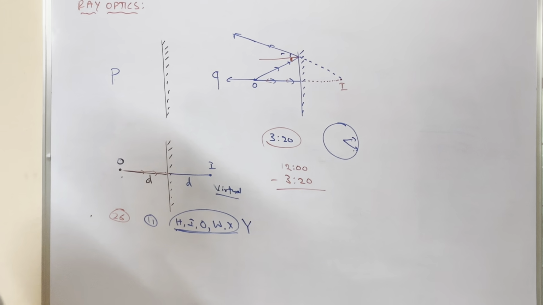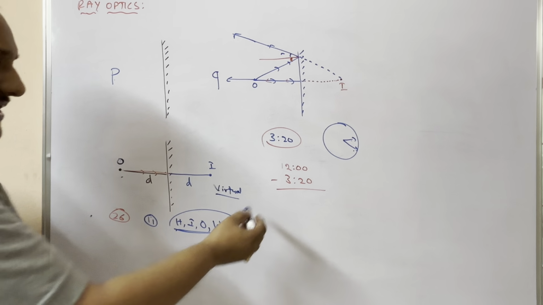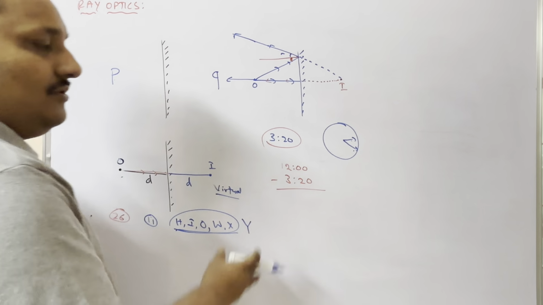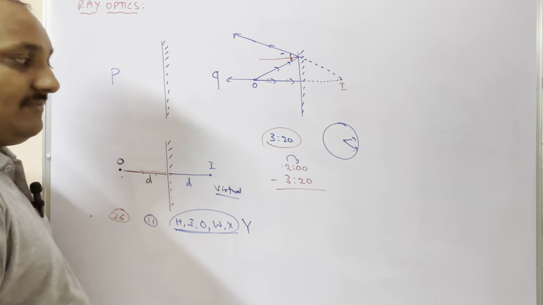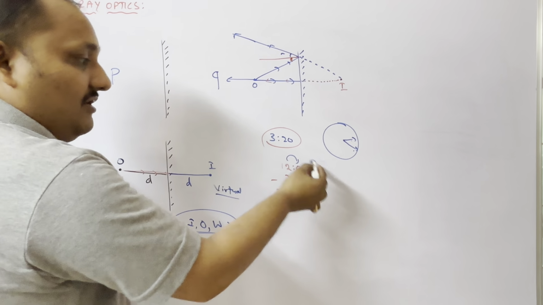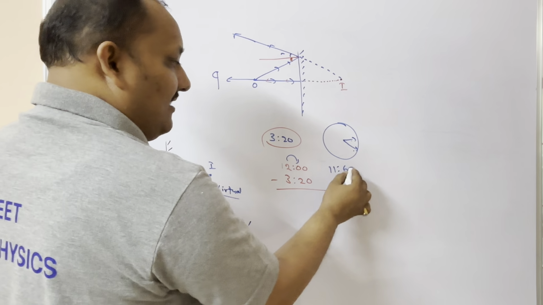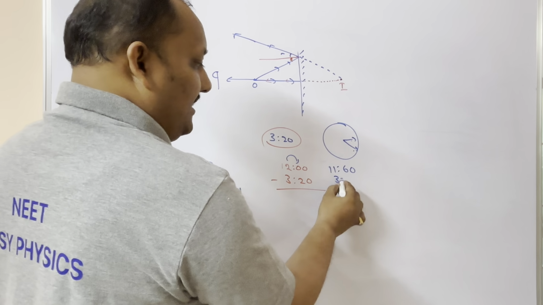12 hours minus 3 hours 20 minutes. If you do this, we are going to get in the mirror how much time it is going to show. But whenever you are bringing 1 here, some people will do mathematics. 1 hour we are bringing. 1 hour means 11 hours 60 minutes.